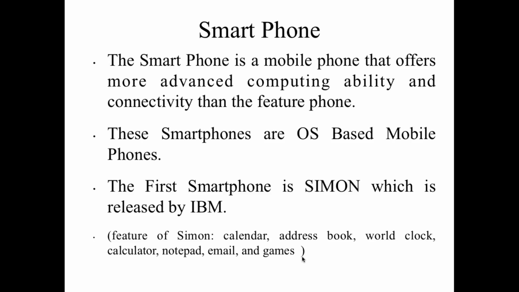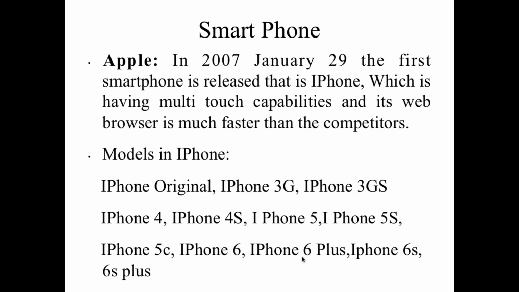So we are going to develop applications for the Apple smartphone called iPhone. The first iPhone was released on January 29, 2007. It was a multi-touch capability phone, and it was faster than the competitors. Even now the iPhone is number one. It is faster than all Android phones and the remaining smartphones. And in iPhones we have different models: iPhone original, iPhone 3G, 3GS, 4S, 5, 5S, 5C, 6, 6 Plus, 6S, 6S Plus.